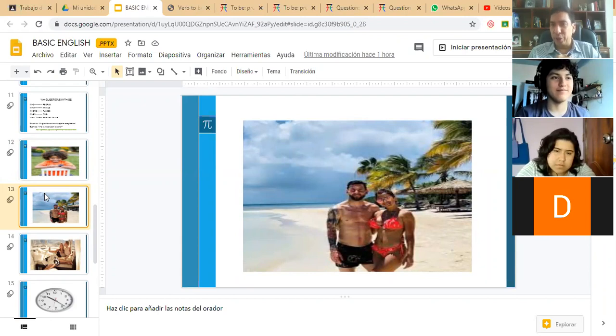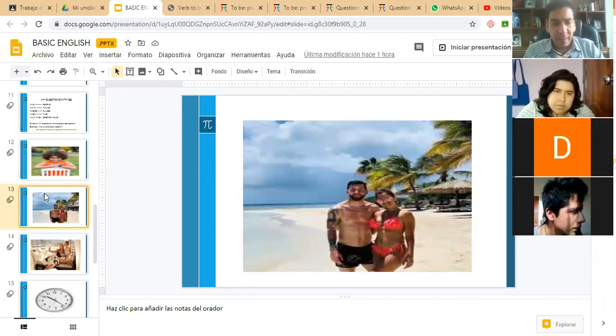WH questions if you see this picture. Where are they? Can you repeat that, please? Where are they? Absolutely, sir. Where are they? Another question, another WH question. Anyone? How is the weather? Absolutely, miss. How is the weather? Very good, huh? Very good.